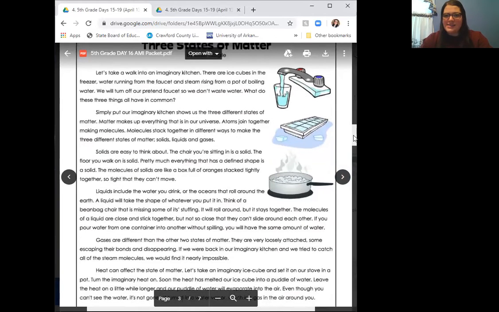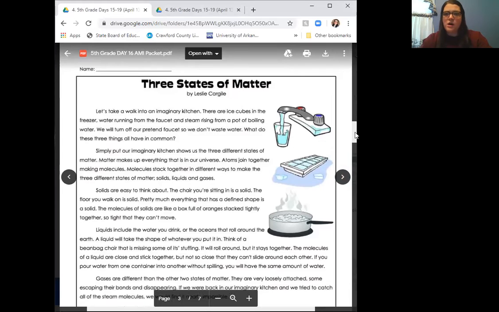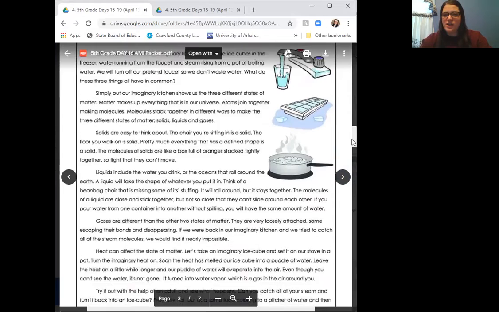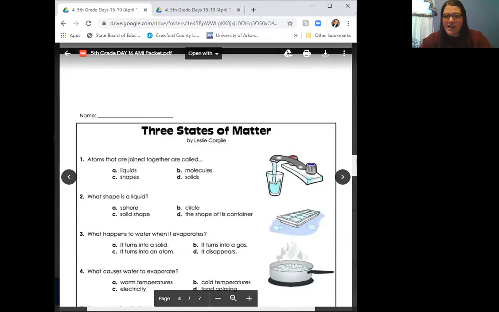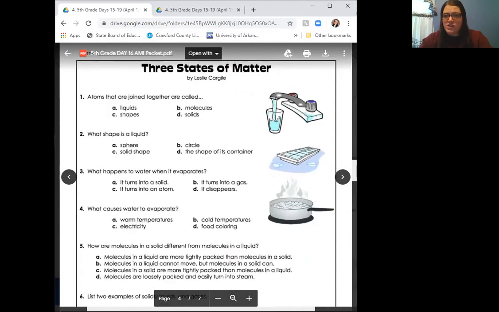So it says, let's take a walk into an imaginary kitchen. There are ice cubes in the freezer, water running from the faucet, and steam rising from a pot of boiling water. We will turn off our pretend faucet so we don't waste water. What do these 3 things all have in common? So you're just going to read this little article about the 3 states of matter, and it's going to talk about all 3 states of matter. And then after you've read it, let me scroll down, it's just going to give you some questions to answer.